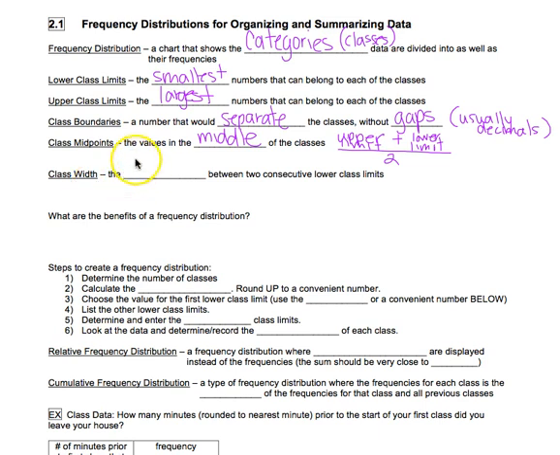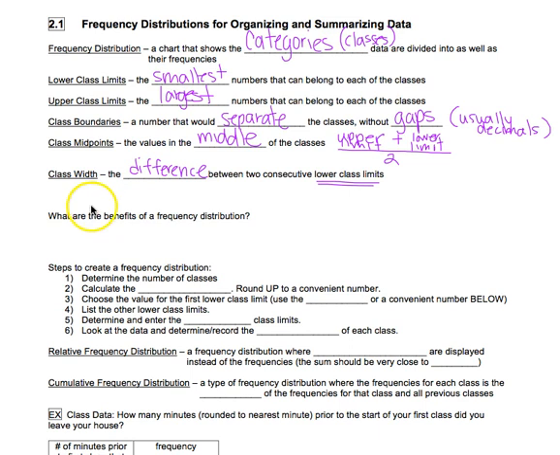Class width is the difference, which means subtraction, between two consecutive lower class limits. First of all, I always get people that when I ask them what the class width is, they do the upper class limit minus the lower class limit. That's not going to give you the right answer. You have to use two lower class limits and subtract them to find out what the class width is if you already have a frequency distribution.